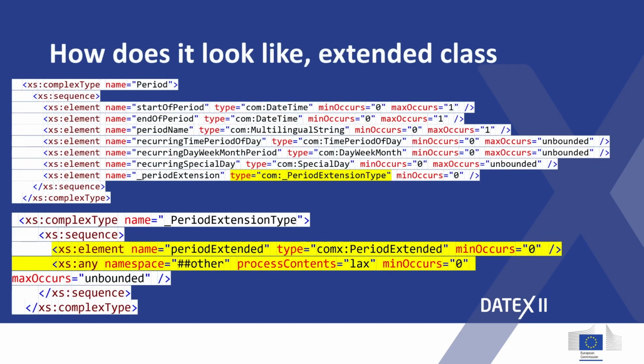And the extended class looks like this. Here we have period, which has been extended. So it has the underscore period extension, but here we see the difference. It has an underscore period extension type. So it's not the underscore extension type. And this underscore period extension type is pointing to our extension class, period extended. So that would hold the content of our extension.